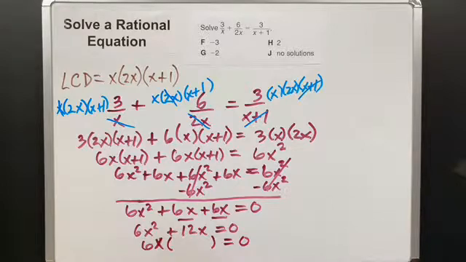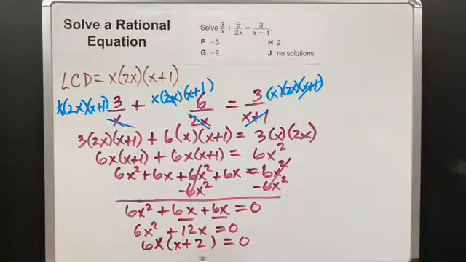All right, so 6 times x times what will give me 6x squared? X. 6 times x gives me 6x squared. Bring this plus sign down. 6 times x times what will give me 12x? 2. Let's check it. 6 times x times 2 is 12x.